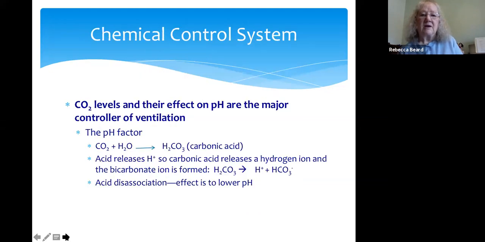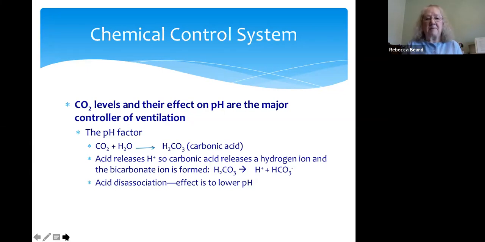Okay. There are also some chemical control systems that affect our ventilation. In fact, the carbon dioxide levels and their effect on the pH are the major controller of ventilation. Okay, that's in bold print, so it means you probably need to understand that. So the thing that's going to have the major control over ventilation is the carbon dioxide levels. And the carbon dioxide levels are going to affect the pH of the blood.